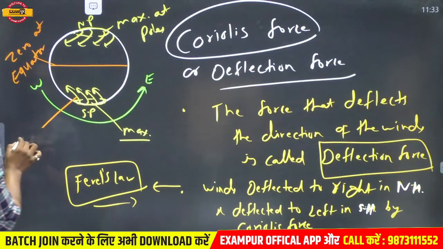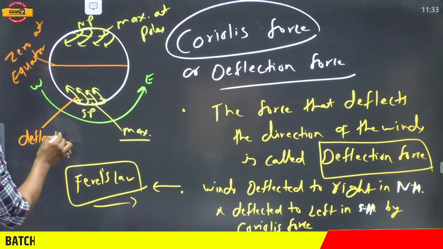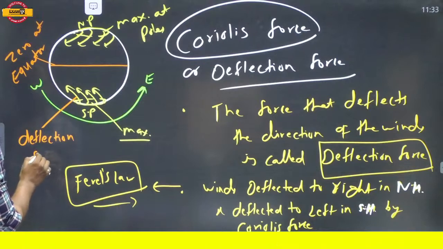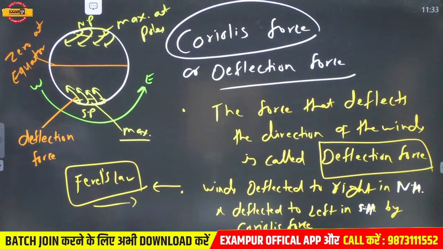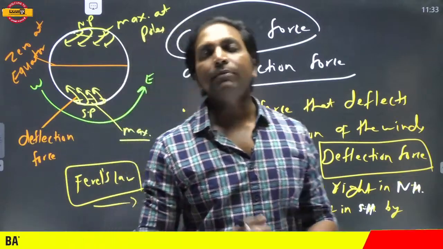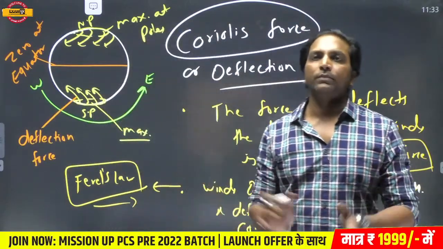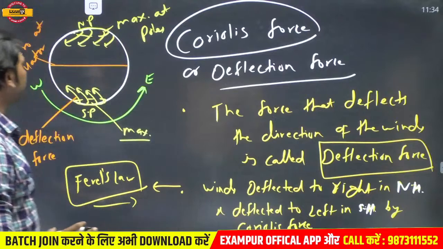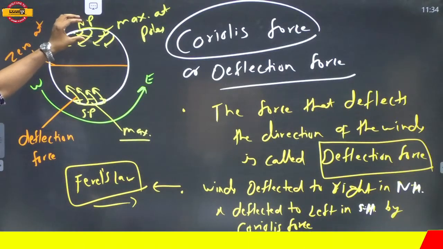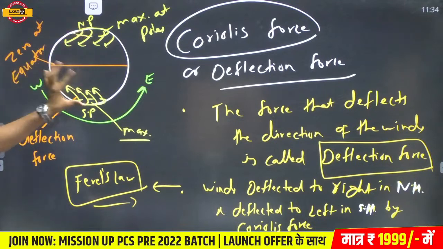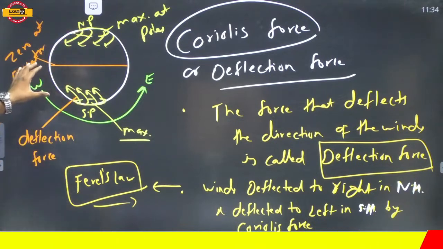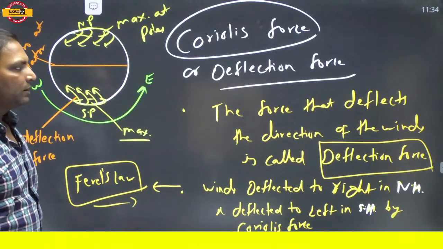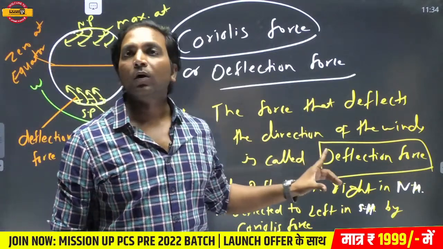So this is the deflection force. It works against the moving direction of the Earth, and it applies on every moving object above the Earth's surface. Okay. So we can see the maximum Coriolis force occurs at the North Pole and the South Pole, and it is minimum, it is zero at the equator. Then one more thing, the direction of winds depends on the Coriolis force.